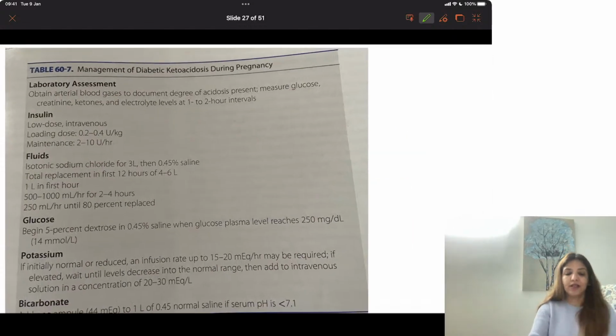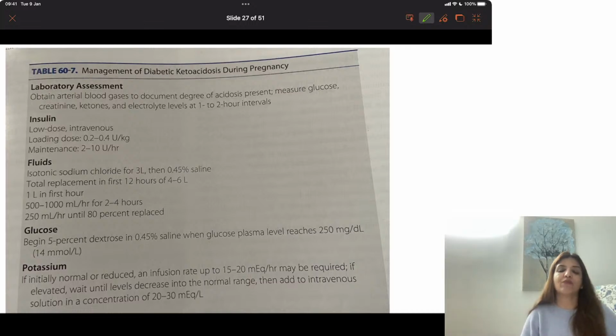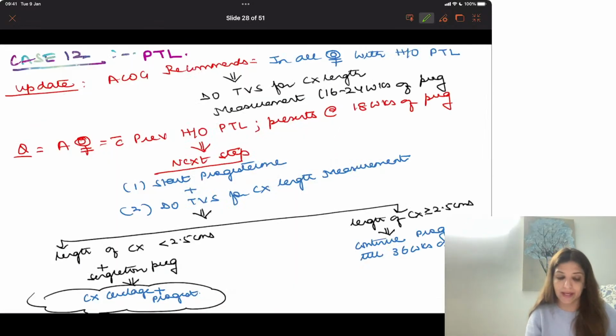Now, this is a table which is given for management of diabetic ketoacidosis during pregnancy. So, all those who are preparing for your upcoming INICET exam, I want you to take a screenshot of this and just keep it with you. Just go through it once and you will know how to manage diabetic ketoacidosis in pregnancy. You know how to manage diabetic ketoacidosis in a non-pregnant female. In pregnancy, just look at the relevant changes and keep it with you. Right? This is a very important table again. So these were the important tables which were given in diabetes.